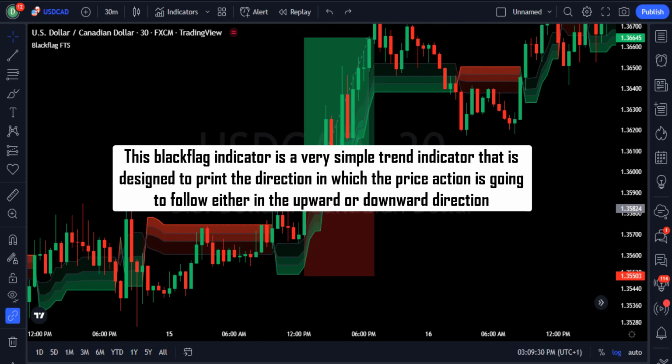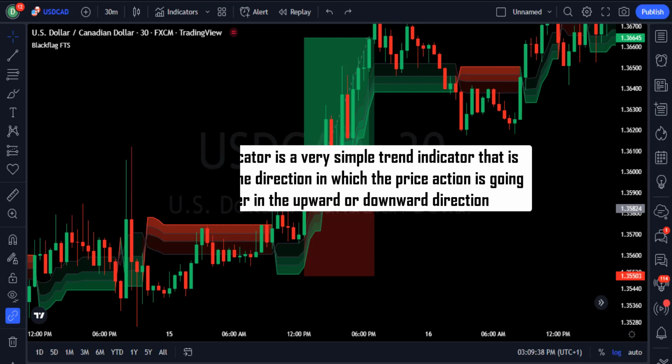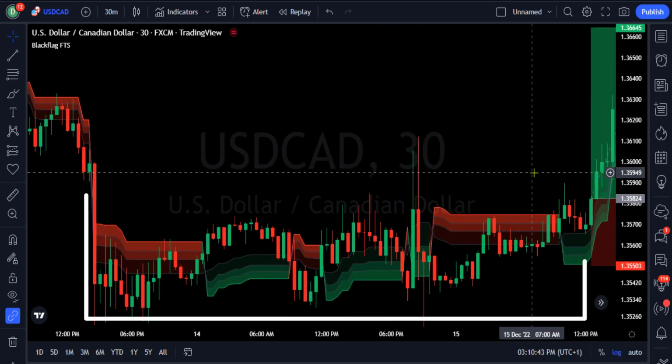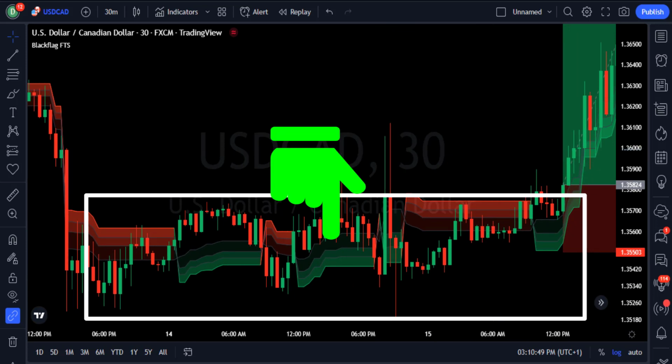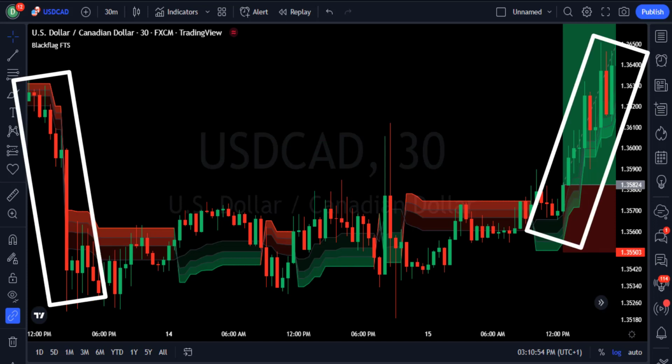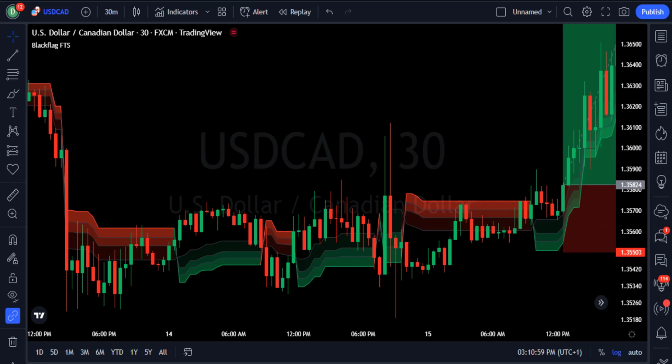This Black Flag Indicator is a very simple trend indicator that is designed to print the direction in which the price action is going to follow, either in the upward or downward direction. When the indicator starts to change to green, it shows that the price is about to start an uptrend. And when the indicator band starts changing to red, it shows that the price is about to start a downward movement. When the market is ranging, you will see the Black Flag Indicator forming these flat ATR bands. And you will wait for the indicator to show a sign of a trending market before you start looking for a trade entry opportunity. Because it is always good to trade in a trending market, instead of trading in a ranging market.